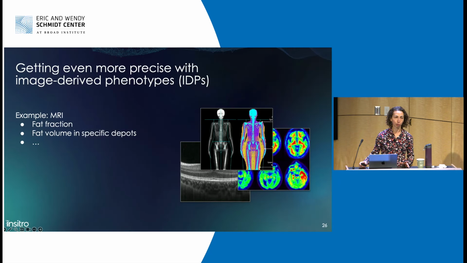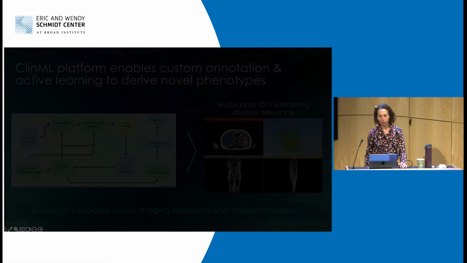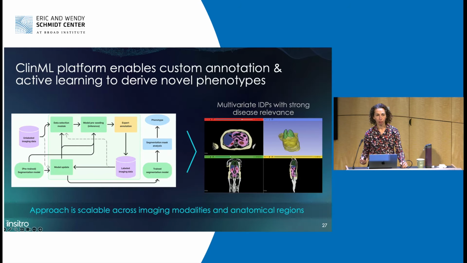But an alternative approach is to leverage the rich clinical imaging modalities that we have available to extract phenotypic traits that are better aligned to our biological hypotheses. So for example, from MRI, we can derive fat volume in specific depots or fat fraction. And our ClinML platform enables custom annotation and active learning cycles to train segmentation models that allow us to rapidly derive these types of image-derived phenotypes with strong disease relevance.